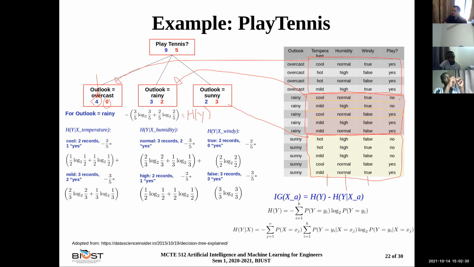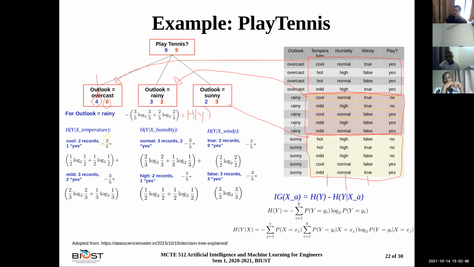And the cool part. Okay, so the cool is 2/5, so 2 divided by 5, that's absolute. So inside the cool, you have 1 no and 1 yes. So 1/2 log 2 like that, 1/2 log 2, 1/2 plus another 1/2 log 2, 1/2, because 1/2 yes and 1/2 no.